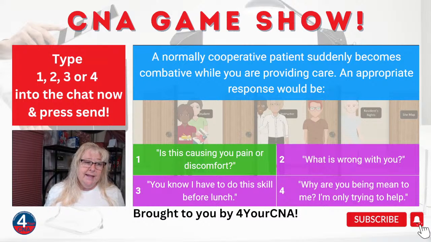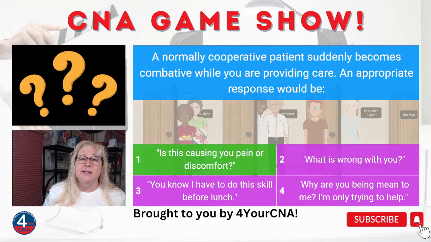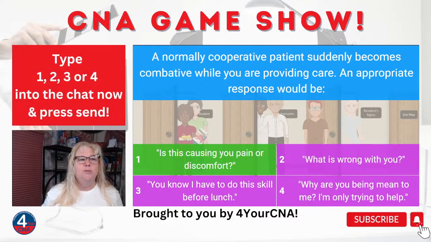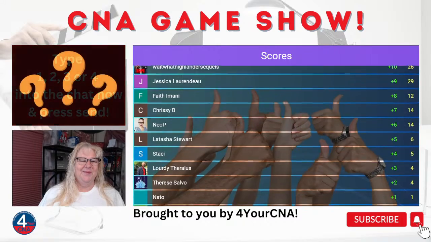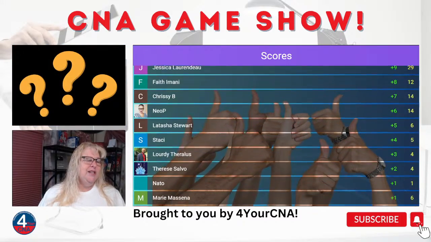The right answer here is, is this causing you pain or discomfort? Patients that are normally cooperative that suddenly become uncooperative, there's usually a reason for it. Either they're in pain, they're uncomfortable, or they don't feel safe in some way. So we have to stop and look at how we're providing the care to see if there's something that we can do better to make that patient more comfortable. So Wait came in first on that one, followed by Jessica and Faith. All right, question number 4.